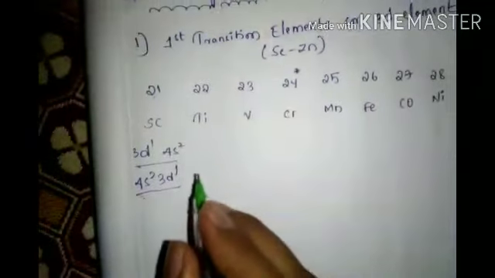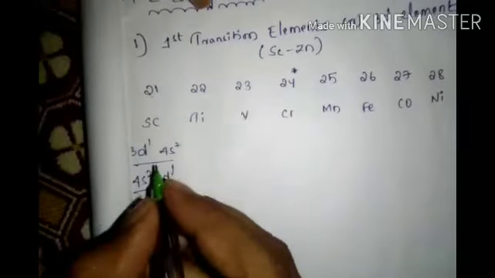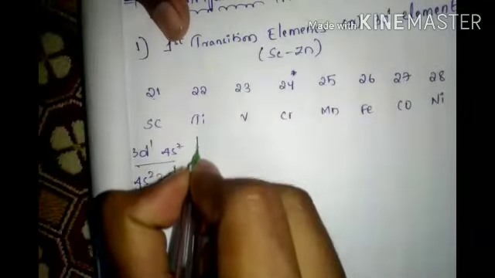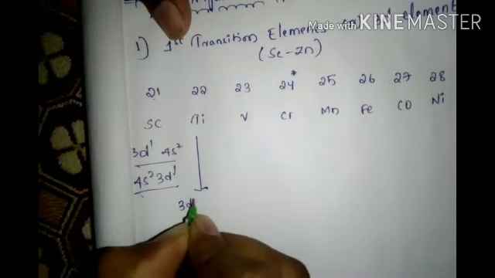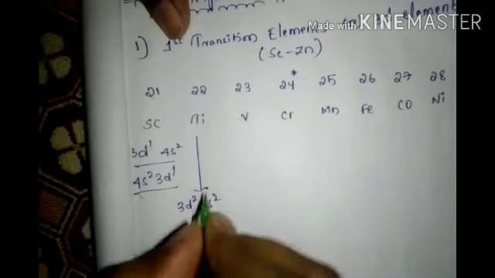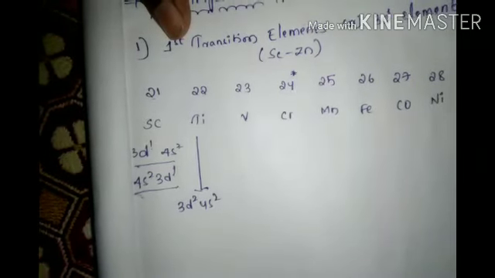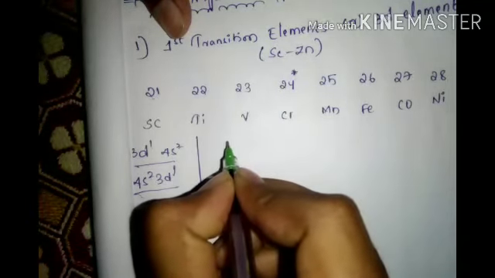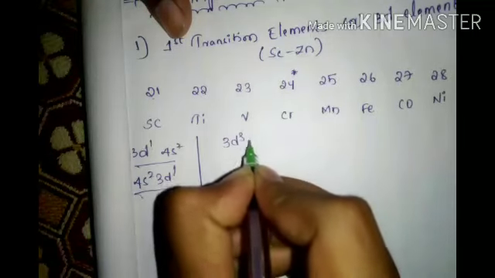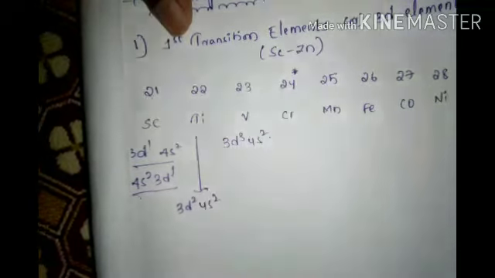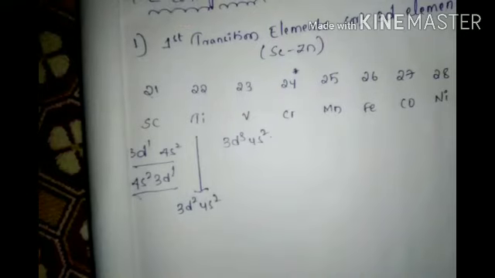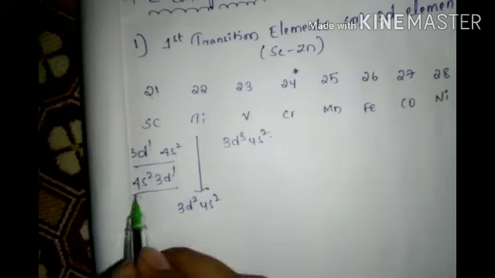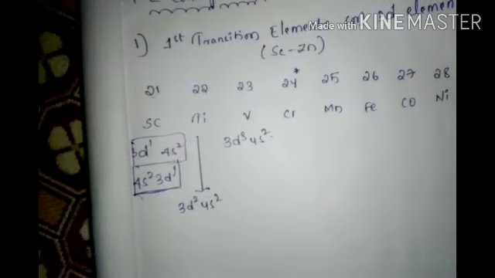Now the 21 technique I am telling. Like this, here also it is 3d2 4s2. I will take here 3d2 4s2, that is 22. Next, 3d3 4s2 is 23. In the 3d series, 3d only will start. Why are we taking 3d and 4s? Already I told the general electronic configuration, it will take like this.